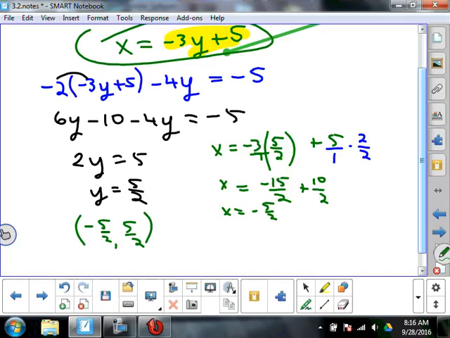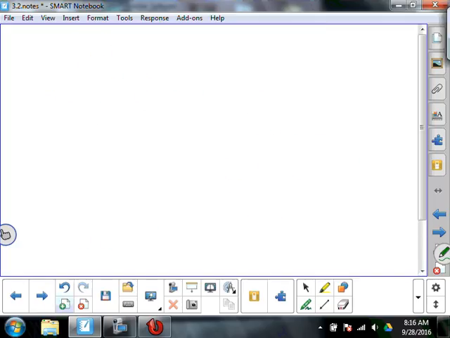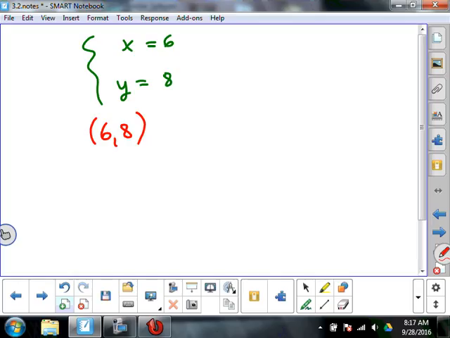Okay, so I want to show you a trick system. This might show up from time to time. Solve this system. X equals 6 and y equals 8. What's the answer? Okay. You know how many people struggle or fail to solve that one? I don't know why, but some people do.